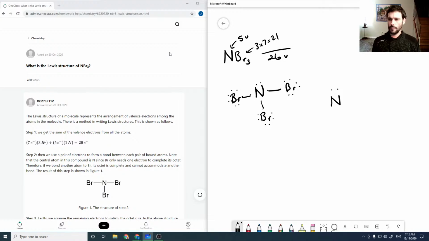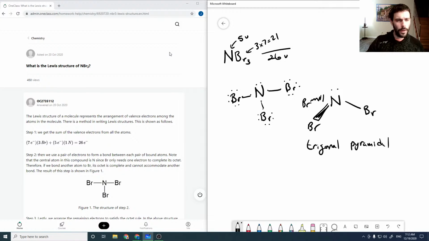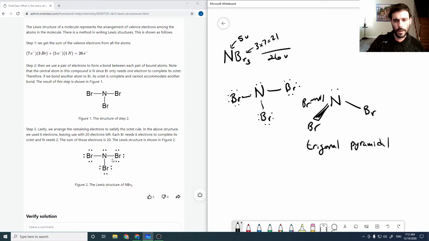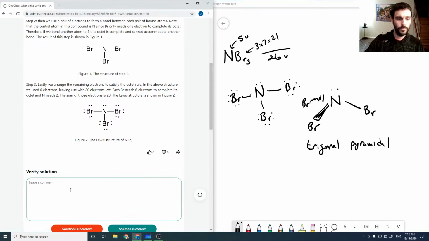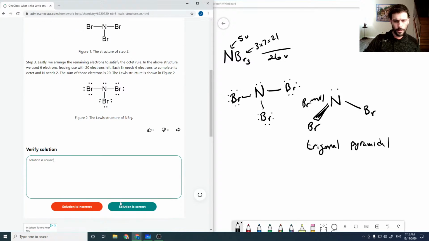And so then this has 4 bonding partners, so it's going to be drawn in the regular tetrahedral structure with the lone pair going up. And so this is a trigonal pyramidal structure. And all of our electrons are there, so that's good. And so there's our structure, so that looks good. Solution's correct.